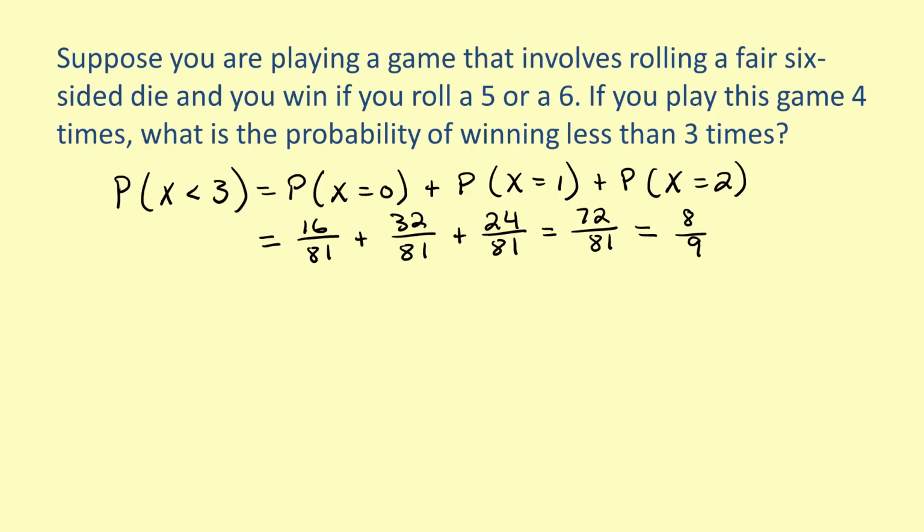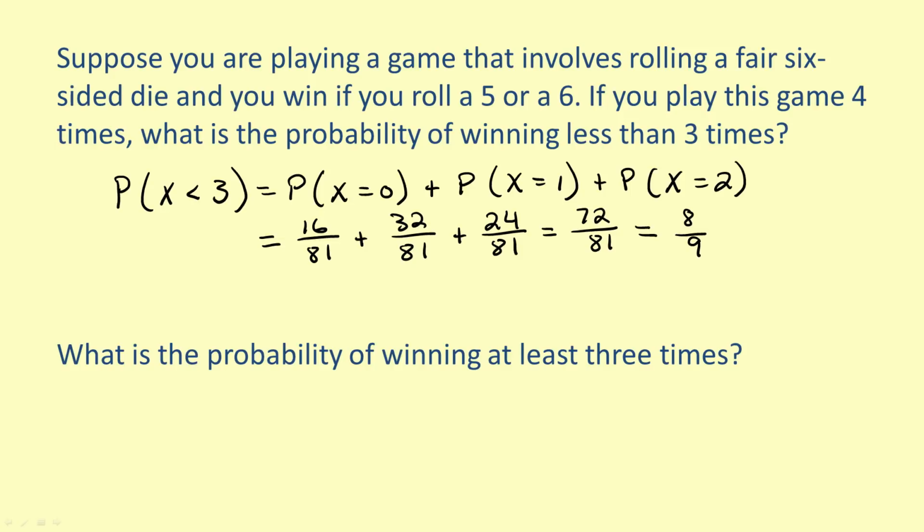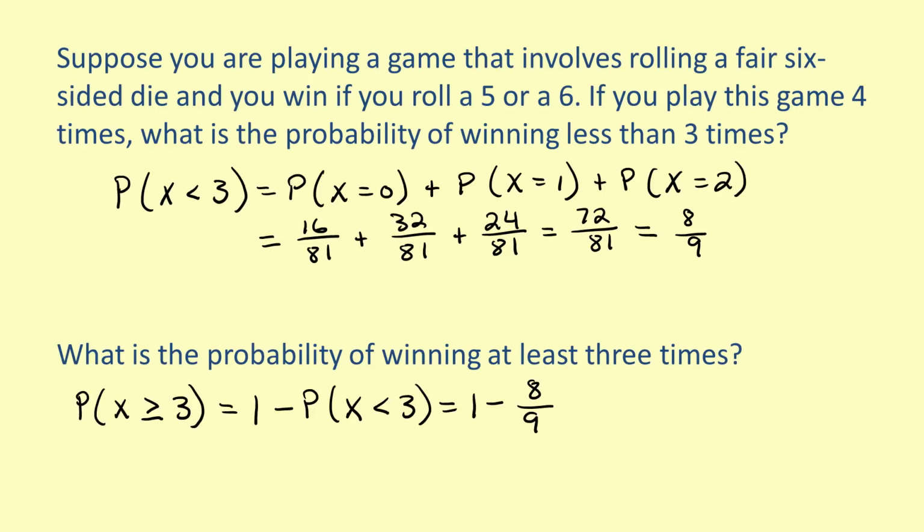Let's answer a related question. What is the probability of winning at least 3 times? We can write the probability of winning at least 3 times as P of x is greater than or equal to 3. Using the complement rule, we know that this is equal to 1 minus the probability that x is less than 3. We just found that the probability that x is less than 3 is 8 over 9. So this is equal to 1 minus 8 over 9, which is equal to 1 over 9.